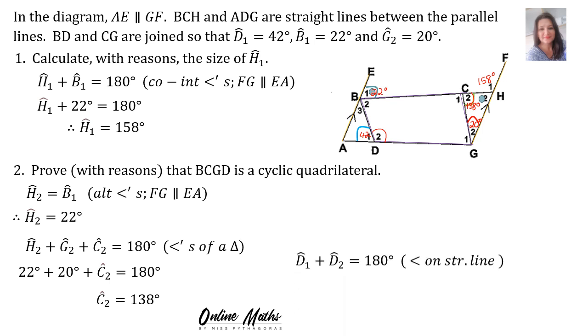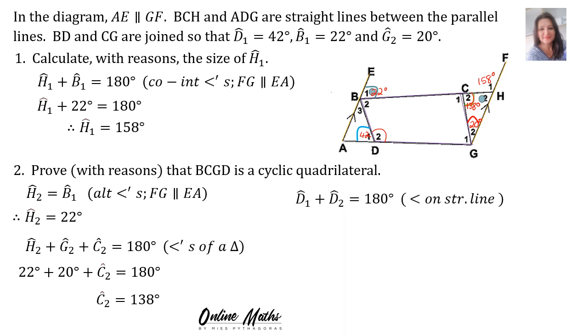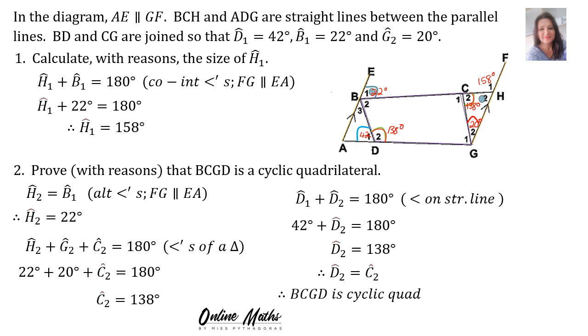Then when we move down to D, we say that D1 plus D2 is 180 degrees, angles on a straight line. But we know that D1 is 42, so we can work out D2. We find that D2 is 138 degrees. And then we can see that D2 is equal to C2. They are both 138 degrees. Therefore, BCGD is a cyclic quad, and your reason, exterior angle is equal to opposite interior angle.